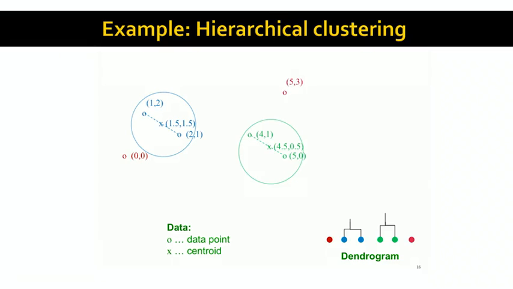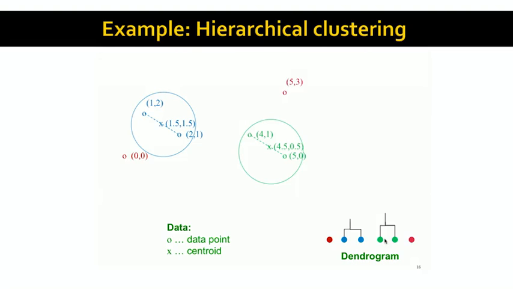And as we go along merging clusters, we create this artifact called a dendrogram. The dendrogram shows how we merge data points and clusters as we go along. In the first step, we merge the 2 blue data points, and in the second step, we merge the 2 green data points, and that's what the dendrogram indicates.